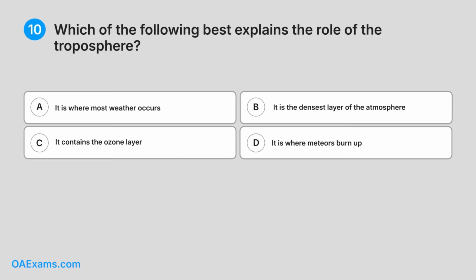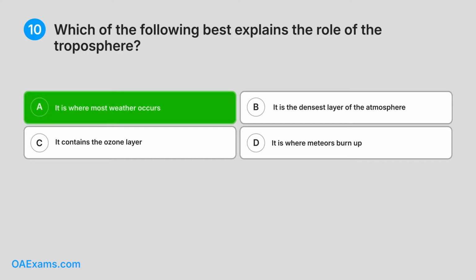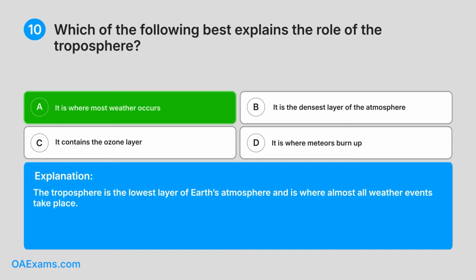Correct answer: A. It is where most weather occurs. Explanation: The troposphere is the lowest layer of Earth's atmosphere and is where almost all weather events take place.